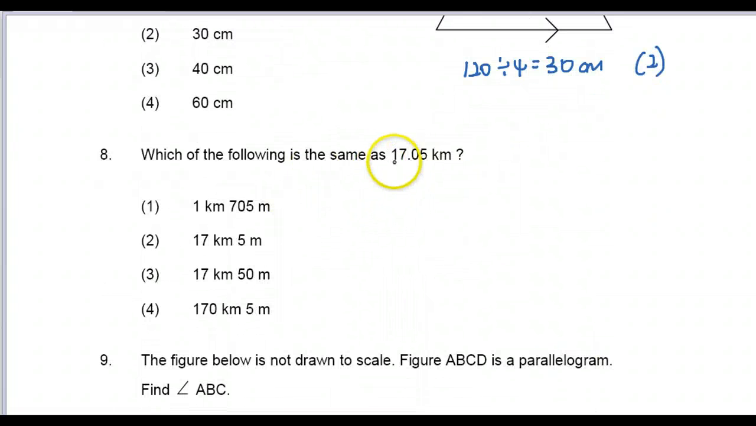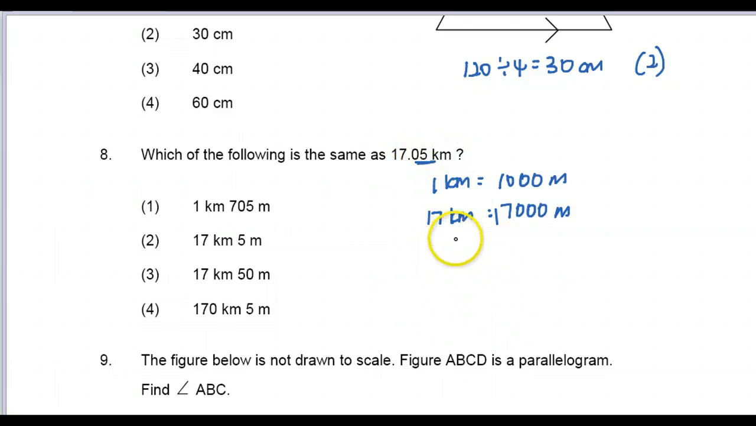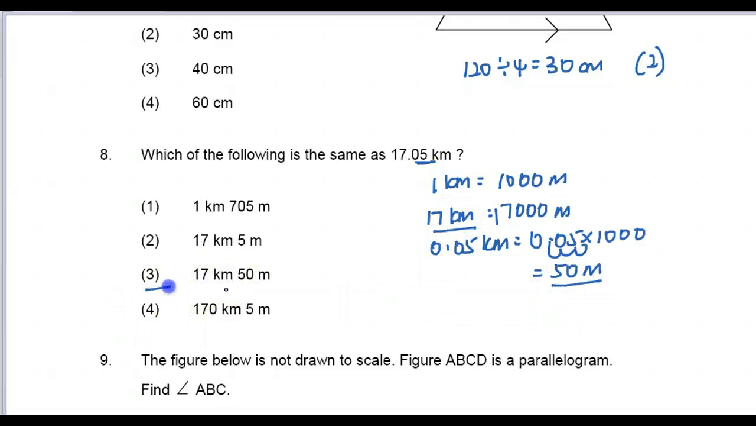Which of the following is the same as 17.05 kilometer? So I know that 1 kilometer is 1000 meter. 17 kilometer will be 17,000 meter. 0.05 kilometer, to change to meter, I take 0.05 times 1000. Move the decimal place 1, 2, 3. I will get 50 meter. So my answer would be 17 kilometer and 50 meter. Option number 3.